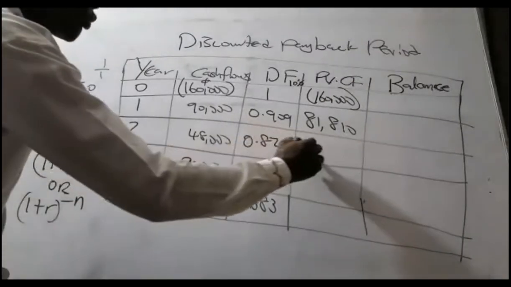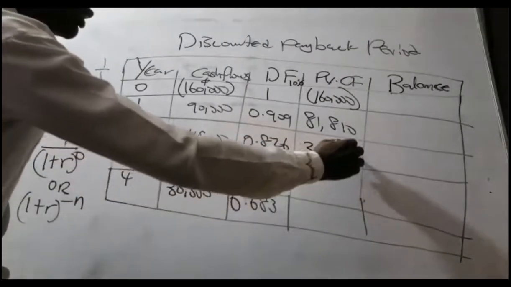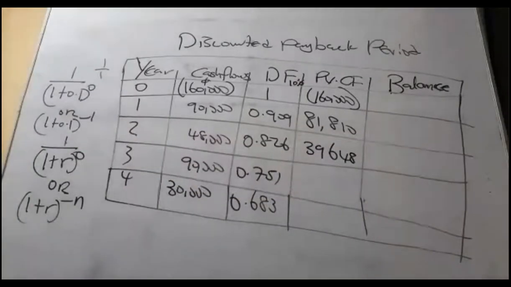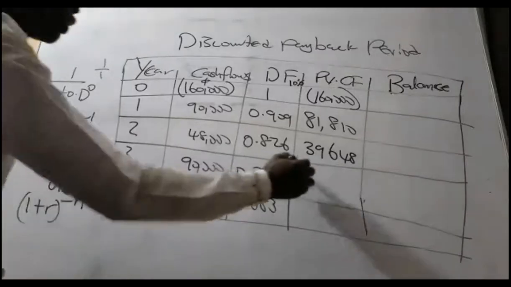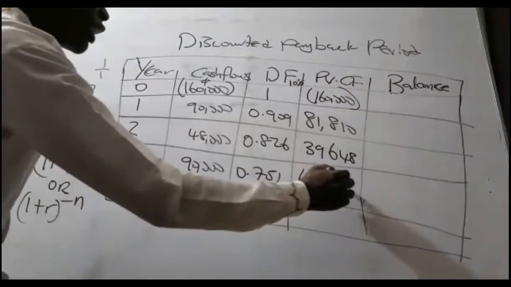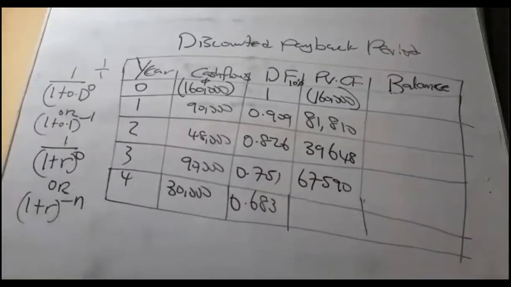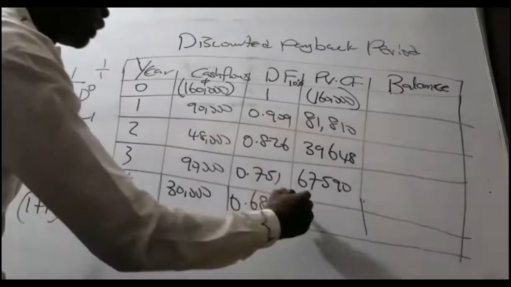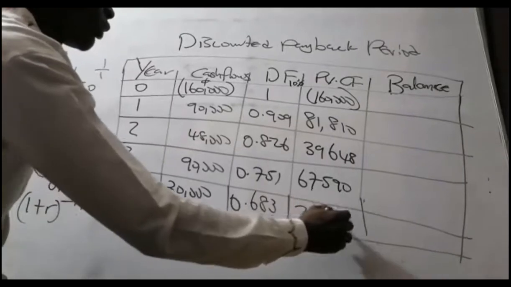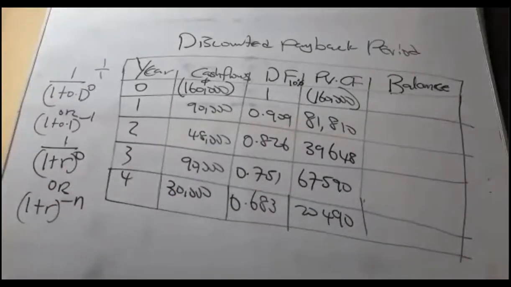Then here will be 39,648. Then 67,590. Good. And finally, we have 20,490. Now let's find the balance.